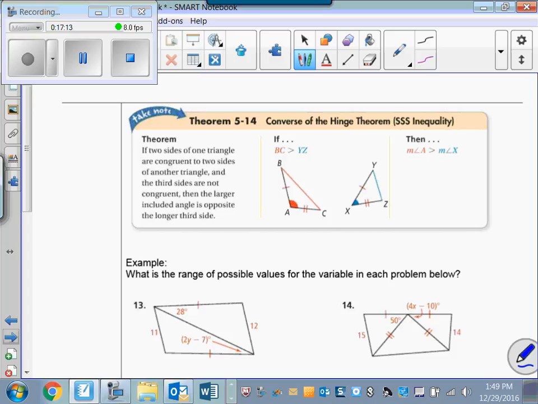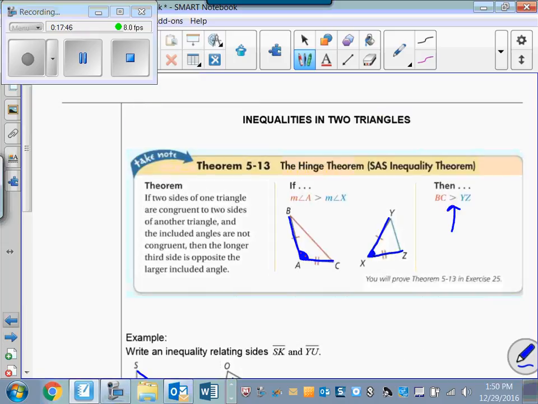All right. The converse of the Hinge theorem says if two sides of one triangle are congruent to two sides of another and the third sides are not congruent, then the larger included angle is opposite the longer side. Okay, so I think that's what we just proved. We actually just proved the converse of the Hinge theorem. So I should have put this theorem before that problem. Sorry about that. Let me go back and mark this.